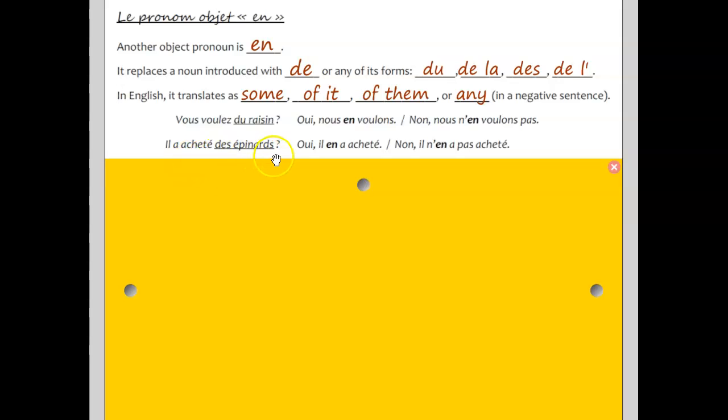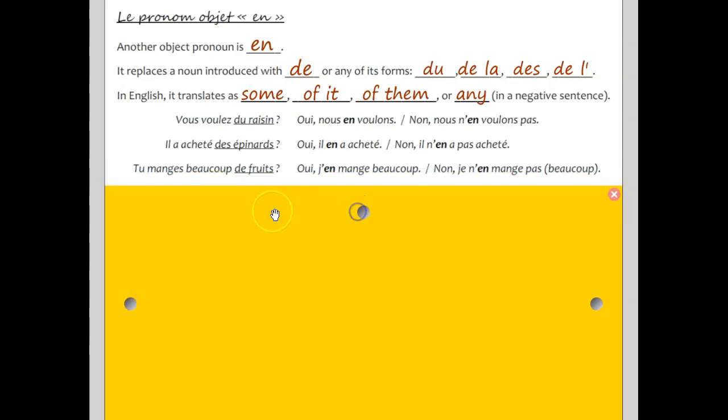Il a acheté des épinards. Did he buy some spinach? Oui, il en a acheté. Yes, he bought some. Non, il n'en a pas acheté. No, he didn't buy any. And numéro 3, tu manges beaucoup de fruits? Do you eat a lot of fruits? Oui, j'en mange beaucoup. Yes, I eat a lot of them. Non, je n'en mange pas. No, I don't eat any.